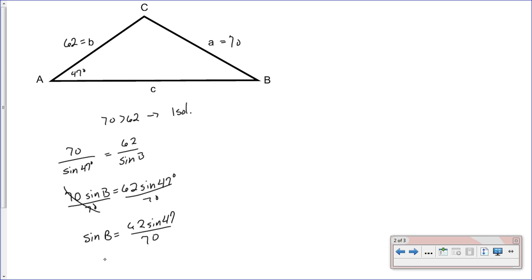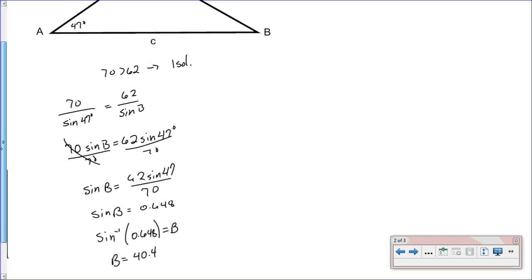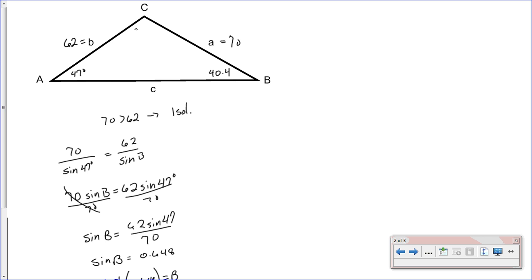So the sine of B equals 62 times the sine of 47 degrees, all divided by 70. All right, so the sine of B, just grab your calculator, type it in. The sine of B is going to equal 0.648. And of course now, to find the angle, we're going to take the inverse sine of 0.648. That's going to give us B. So B equals 40.4. All right, B equals 40.4.